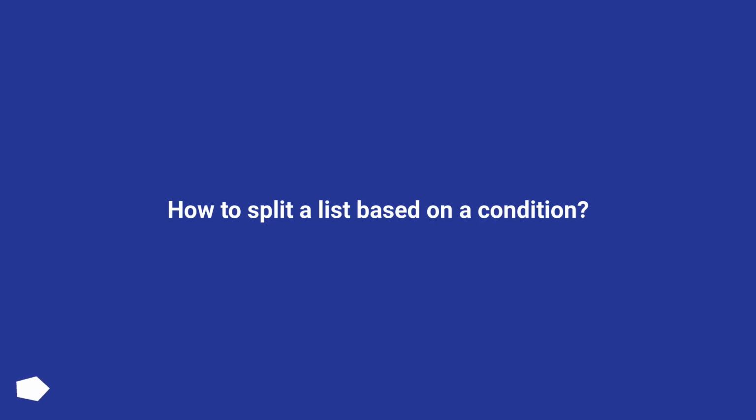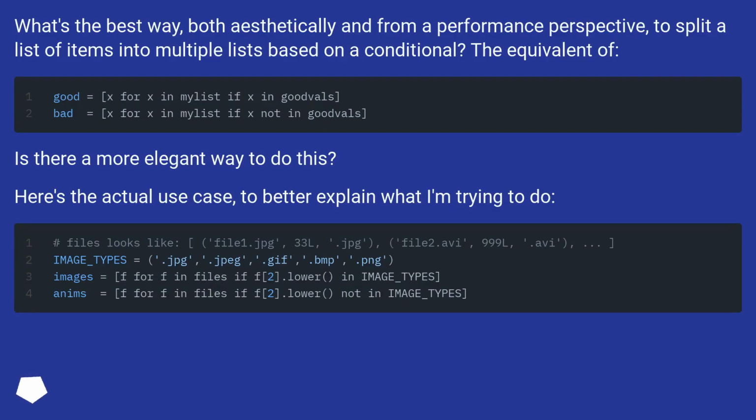How to split a list based on a condition? What's the best way, both aesthetically and from a performance perspective, to split a list of items into multiple lists based on a conditional? The equivalent of.